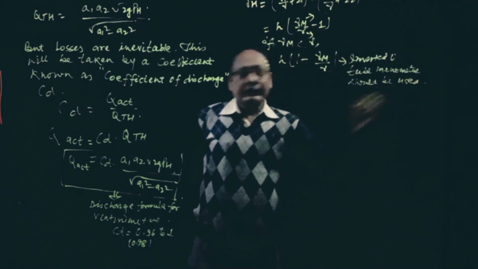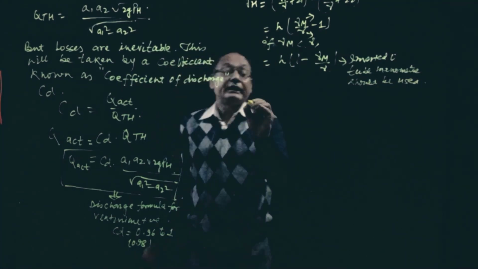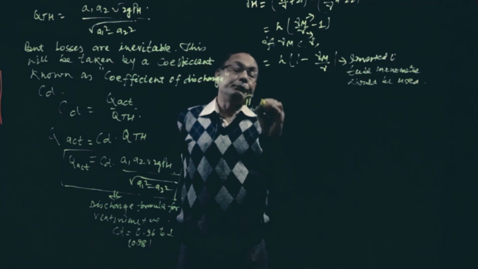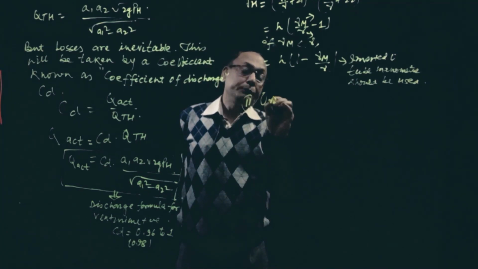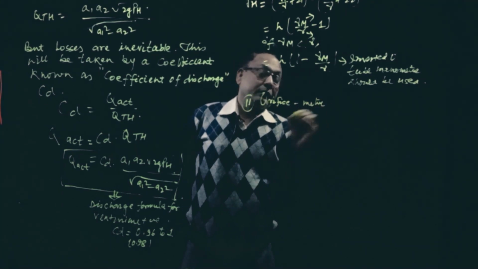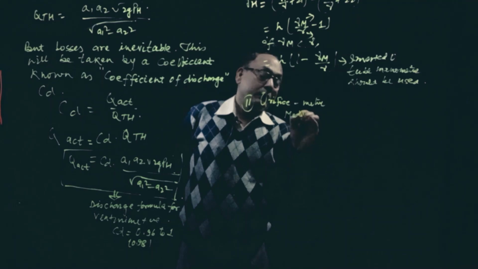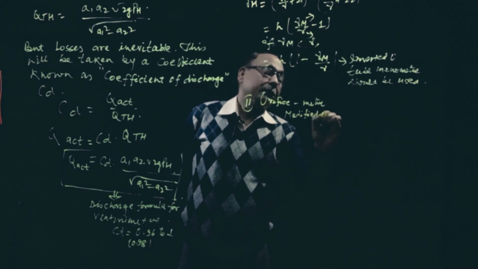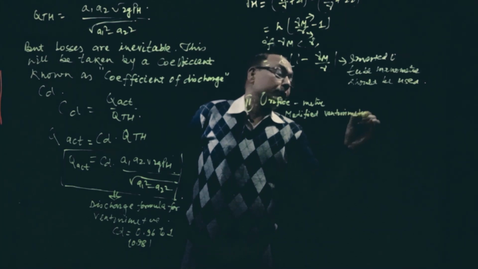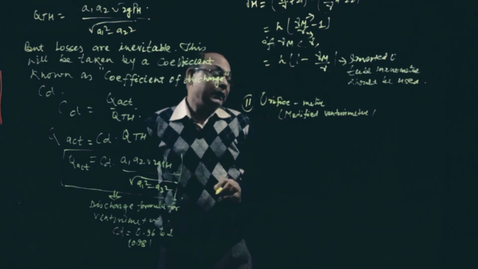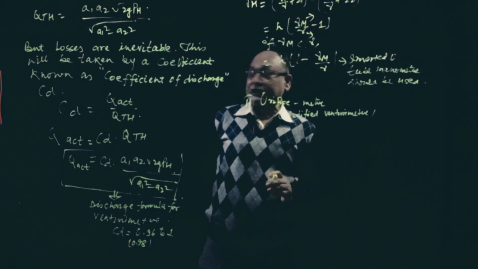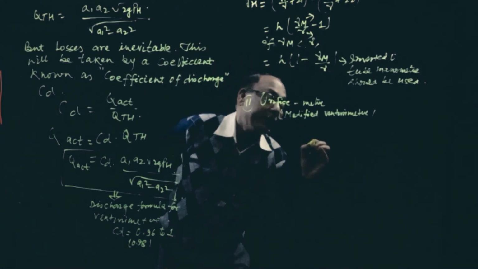Now, another application of the Bernoulli equation, as I told you, the first one was the Venturi meter, another is the orifice meter. We can call it a modified Venturi meter. Almost the final equation will be the same, only the figure will be changed. So I am giving you the figure here.